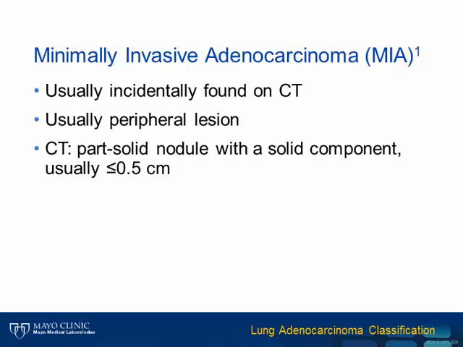Minimally invasive adenocarcinoma is also in general incidentally found on CT imaging, where it is usually identified as a peripheral lesion. On CT scan, it presents as a part-solid nodule with a solid component, which is usually less than or equal to 0.5 centimeters in largest diameter.